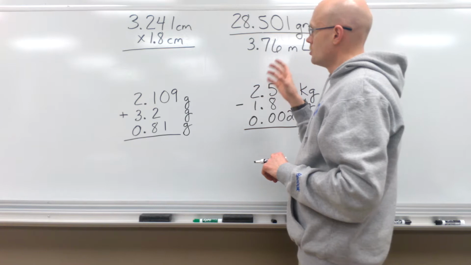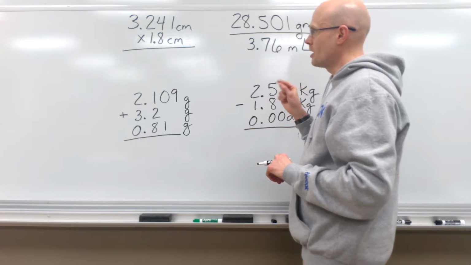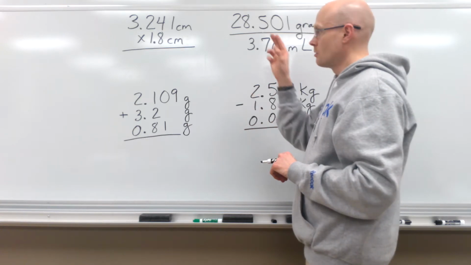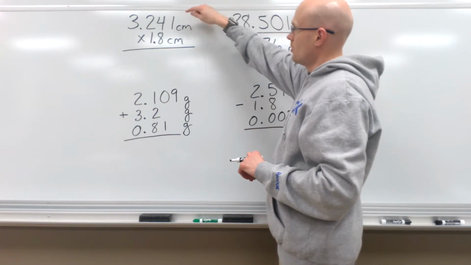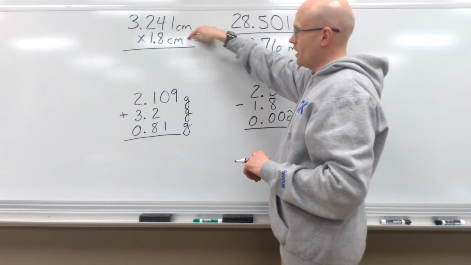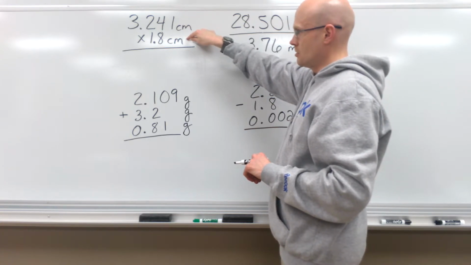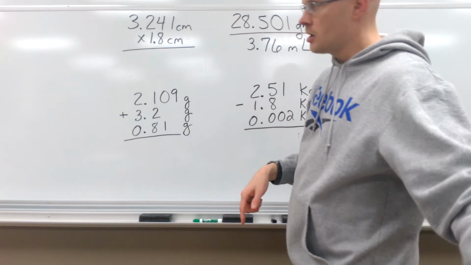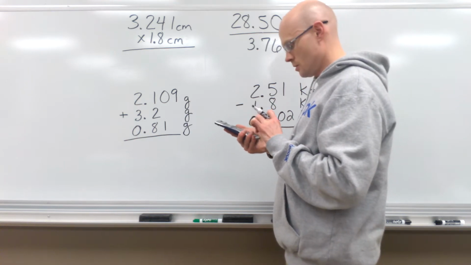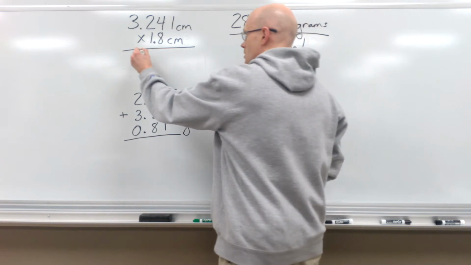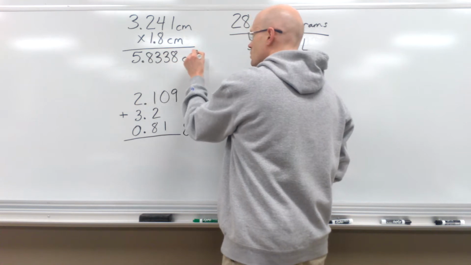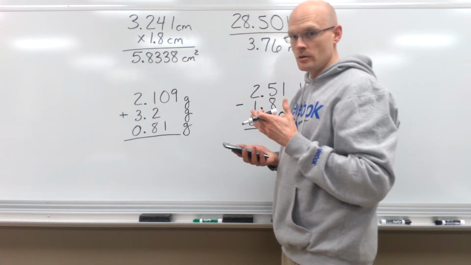The rule is your answer has the same number of significant figures as your least significant figure quantity. So, for example, right here 3.241 has 4 significant figures. 1.8 has 2 significant figures. So, when we calculate 3.241 times 1.8, we get 5.8338 square centimeters. So what the calculator says.